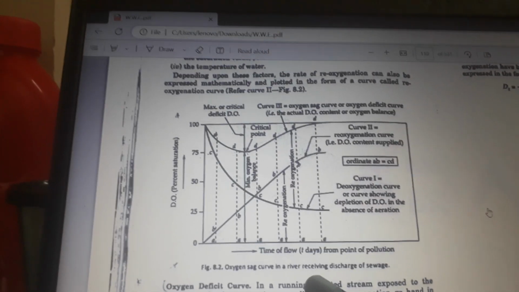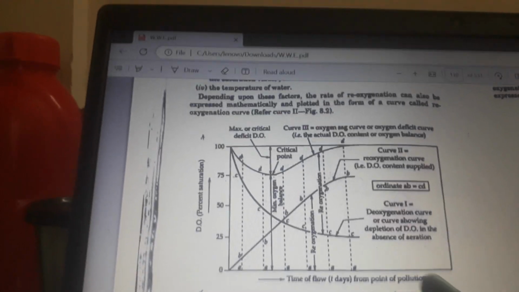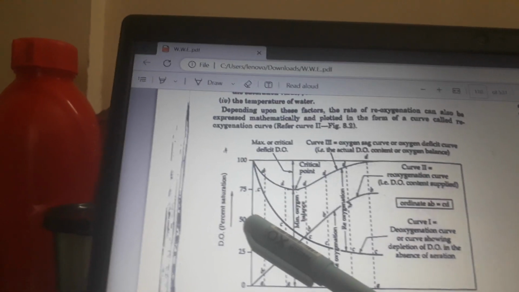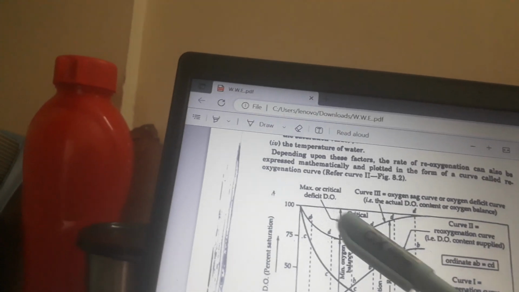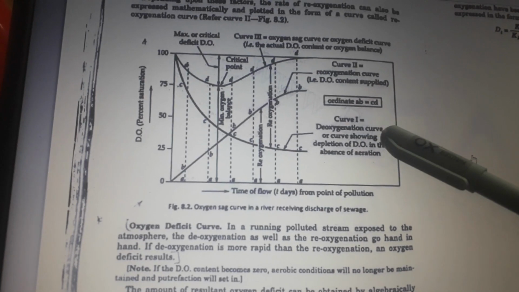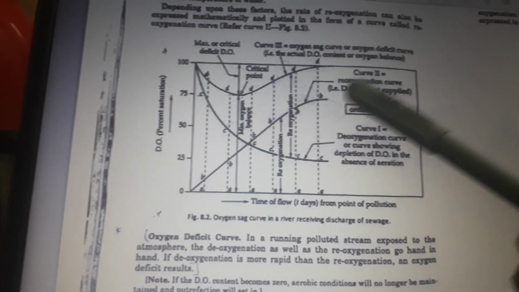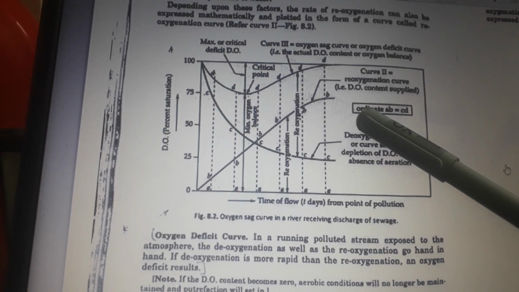Oxygen sag curve in a river receiving the discharge of sewage. The axes show time of flow T in days from point of pollution, and dissolved oxygen percent saturation. This one is curve first, the deoxygenation curve, or curve showing depletion of dissolved oxygen in the absence of aeration. This is the reoxygenation curve, that is dissolved oxygen content supplied.